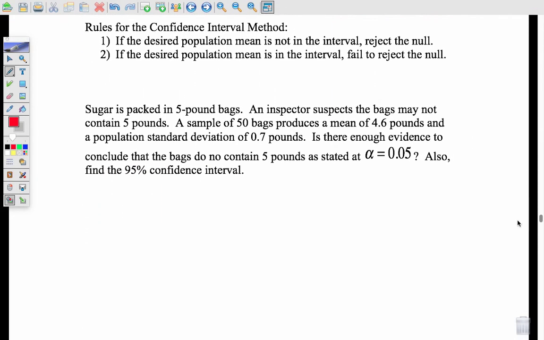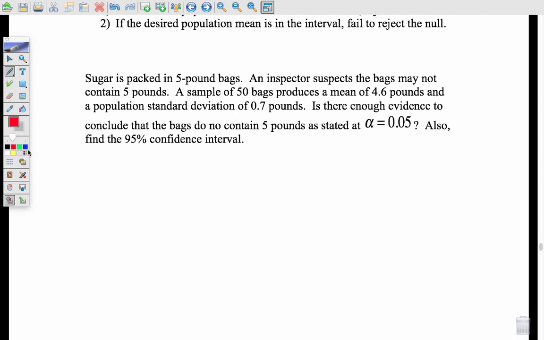So here's our first look at that. Sugar is packed in 5-pound bags. An inspector suspects the bags may not contain 5 pounds. A sample of 50 bags produces a mean of 4.6 and a population standard deviation of 0.7. So population standard deviation tells us to use Table E. Is there enough evidence to conclude the bags do not contain 5 pounds, as stated, alpha equals 0.05, and we'll also find the 95% confidence interval level.